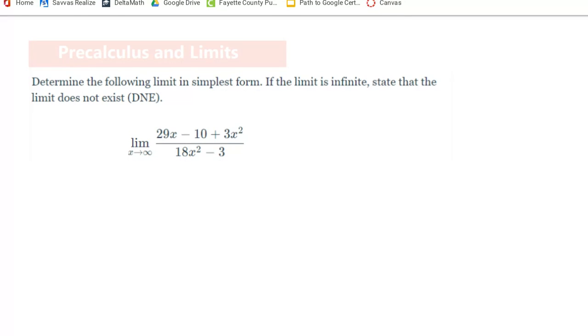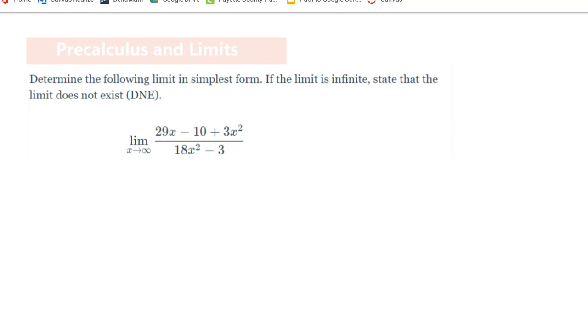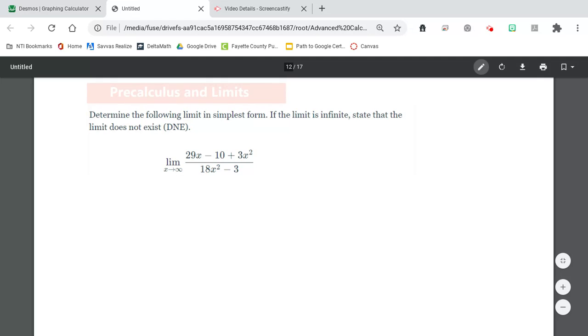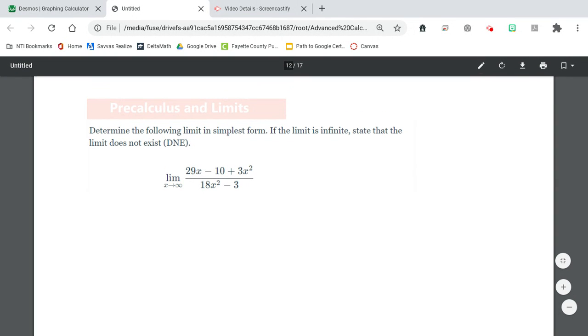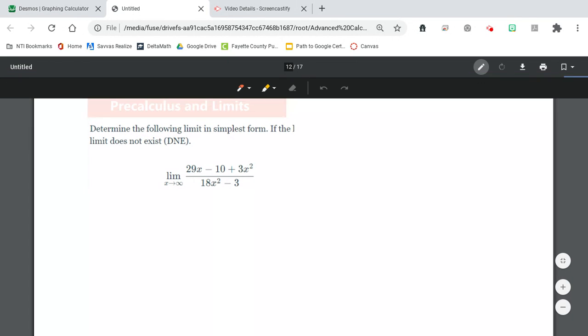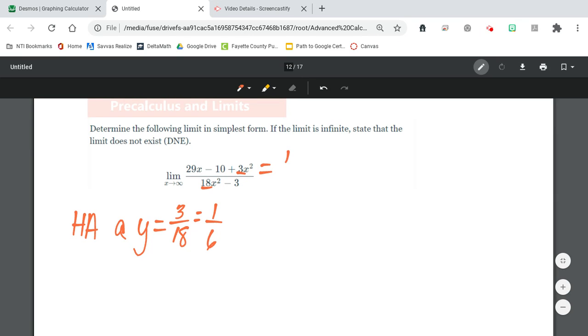So here's an example. You'll have one like this. Determine if the limit exists or not. And let's see, if I look at this, the limit as x approaches infinity, the degree on the top is equal to the degree on the bottom. So I'm going to say that there's a horizontal asymptote. Get my pen ready. There'll be a horizontal asymptote at y equals the leading coefficients, which is 3 over 18. And 3 over 18 is 1/6. So then the limit as x approaches infinity, the y values are going to approach 1/6.